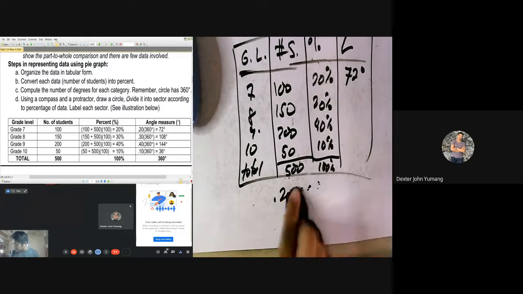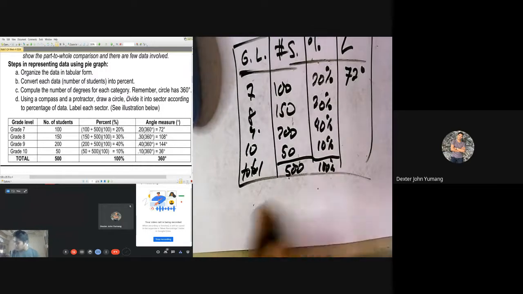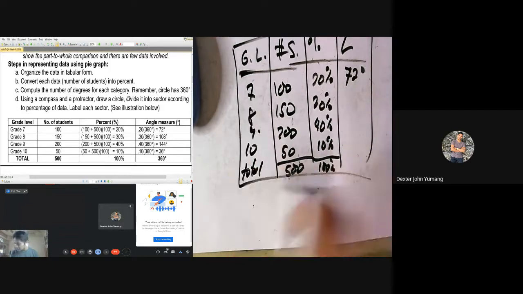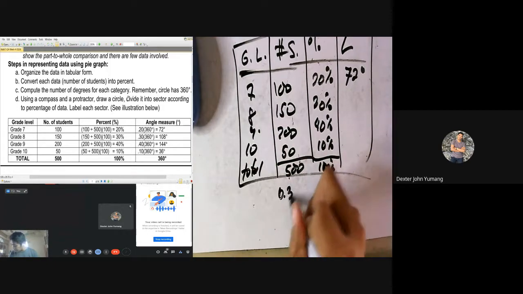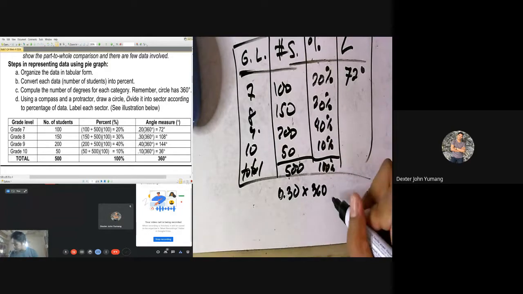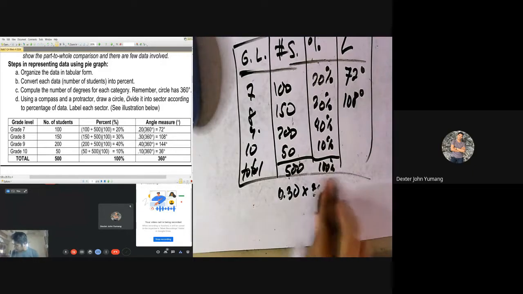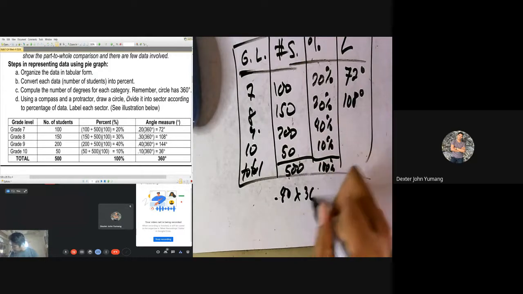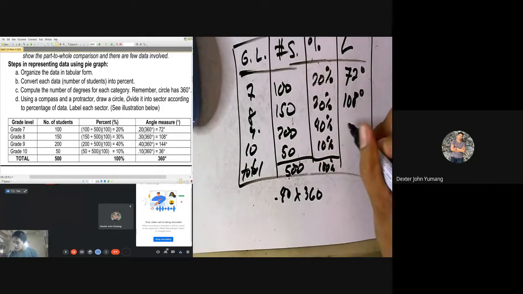That 72 degrees is what we will use in our compass or protractor, with an angle measure of 72 degrees for grade 7. Okay, next, the next one is 0.30 or 30% times 360, and the answer is 108 degrees. Next, the fourth one, 0.40 times 360. The answer is 144 degrees. And so on and so forth, 36 degrees here on the other side.